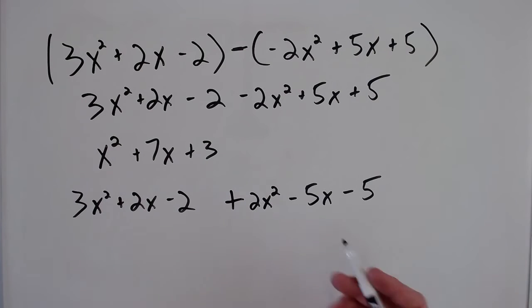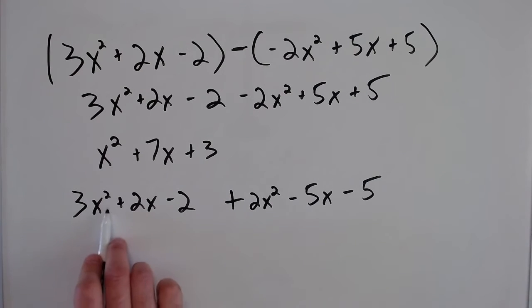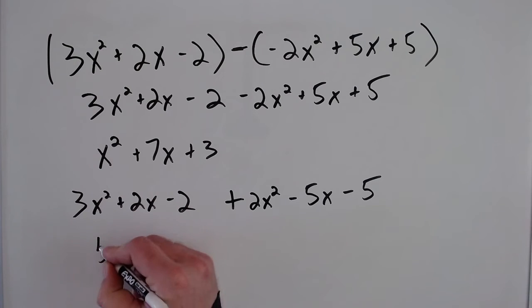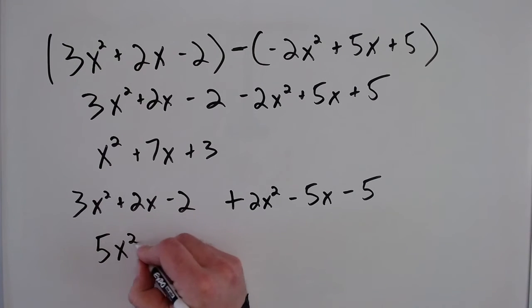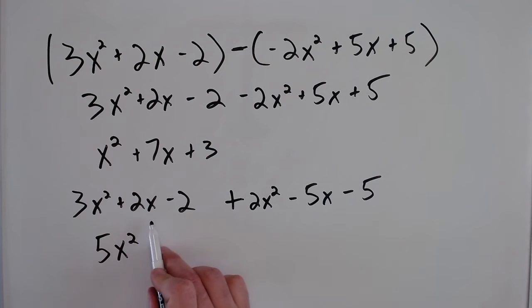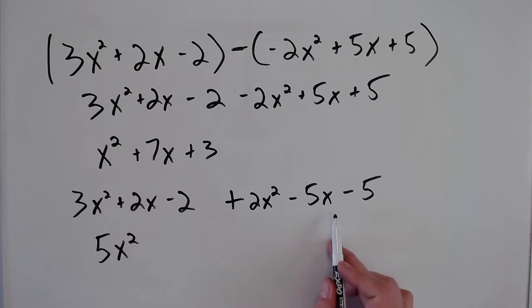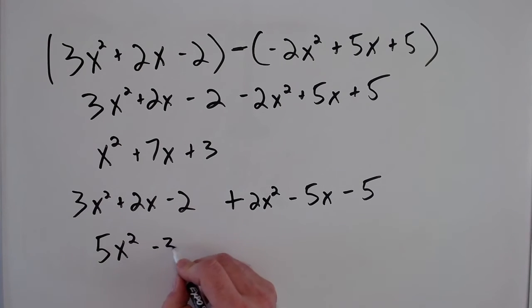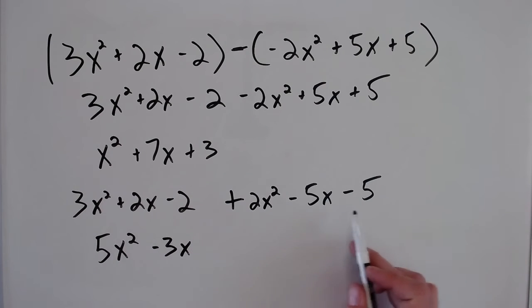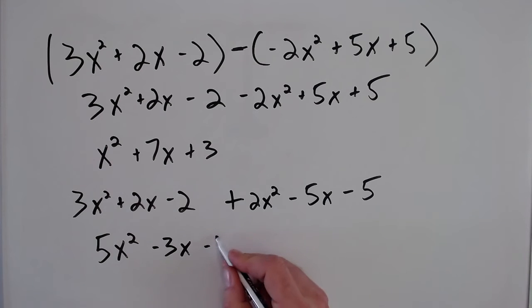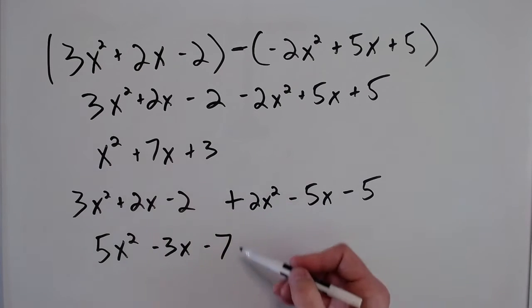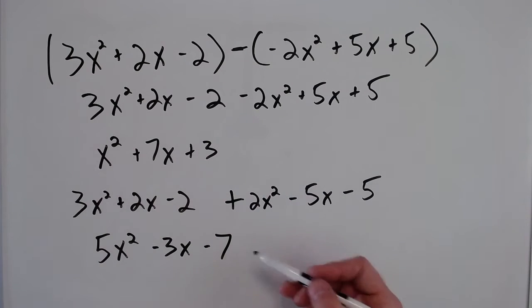Okay, so now we can combine like terms again. 3x squared and 2x squared is 5x squared. 2x minus 5x, negative 3x, minus 2 minus 5 is minus 7. So you can see we got very different answers just by flipping the sign.